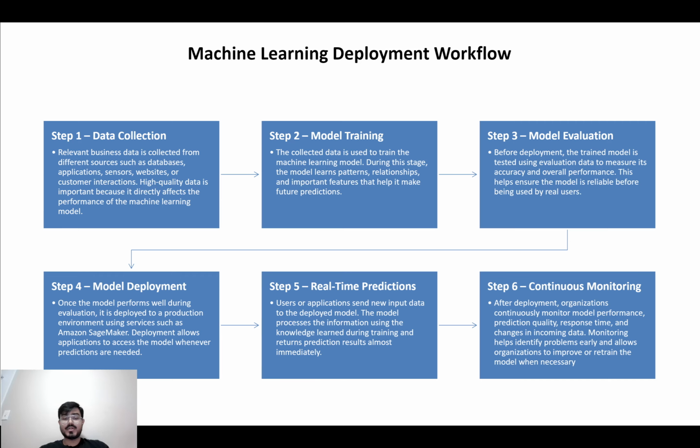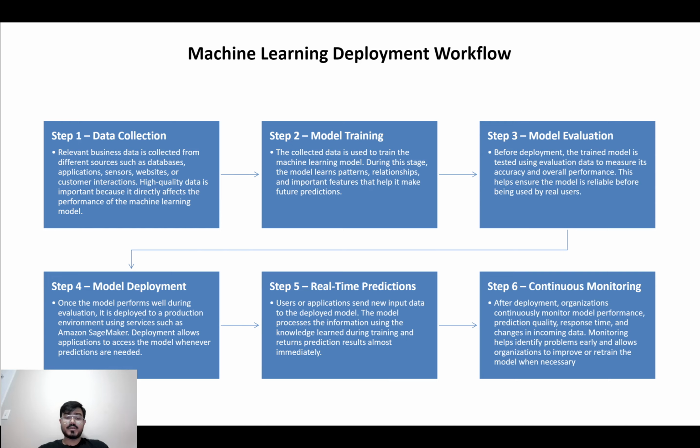The next step is real-time predictions. Imagine you are using an online shopping website. Every time you search for a product, the website sends your information to the deployed model. The model quickly analyzes your activity and recommends products you may be interested in. This entire process usually happens within just a second.